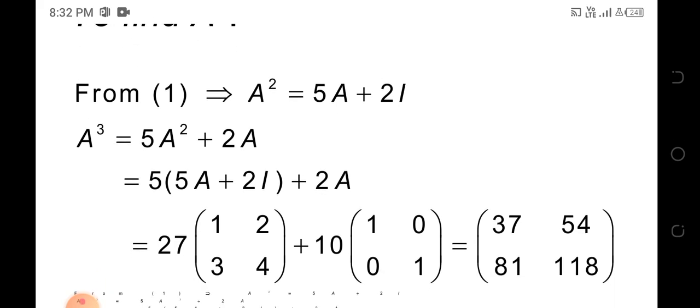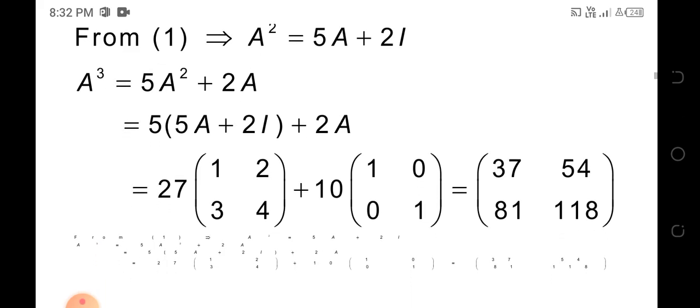There you have to write it. So we have to do it in a simplified way. So 5A plus 2I plus 2A. And then you have to multiply that value, 27 into 1 2 3 4. How can you write this 27 here?